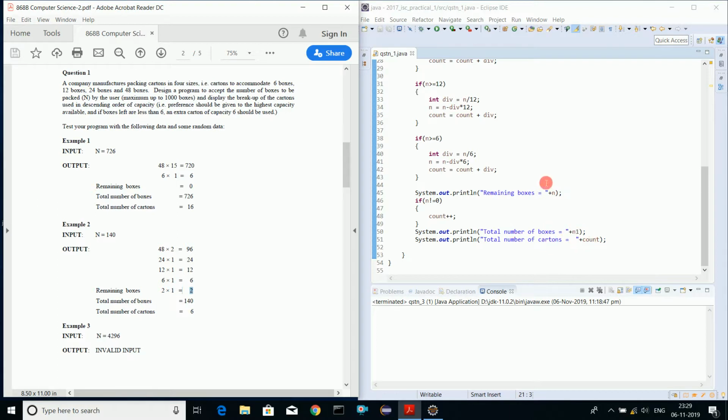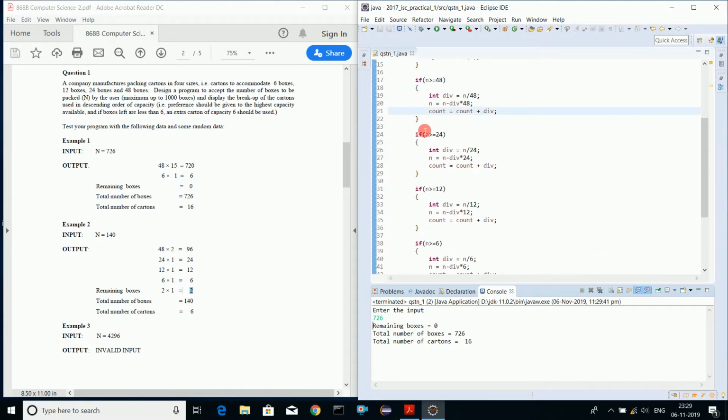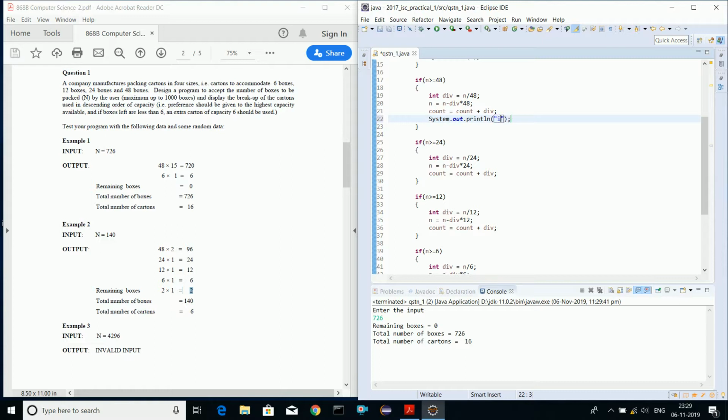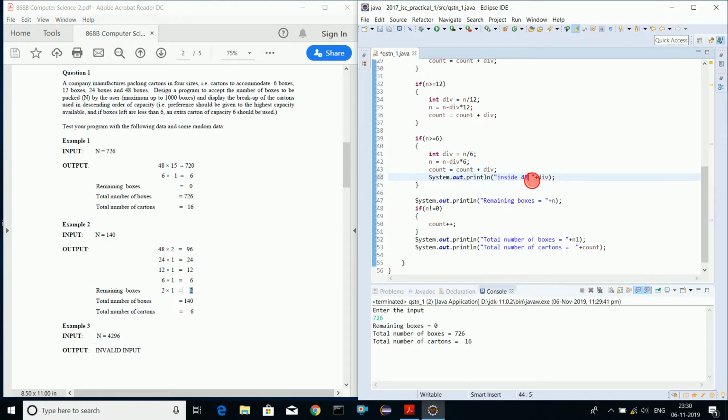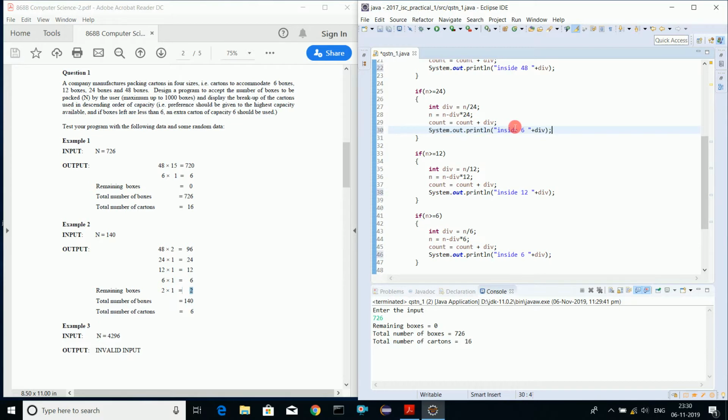Total number of boxes, that is n1, is the user input, and count is the total number of cartons used. I'll just run the program to make it clear and show you how it works. 726 boxes. Okay, I'll do one more thing. For better understanding, let me give a print command here. Let me do one more thing. It's a local variable, so the div is not accessible outside. It's only inside; it's not a global variable, it's a local variable.